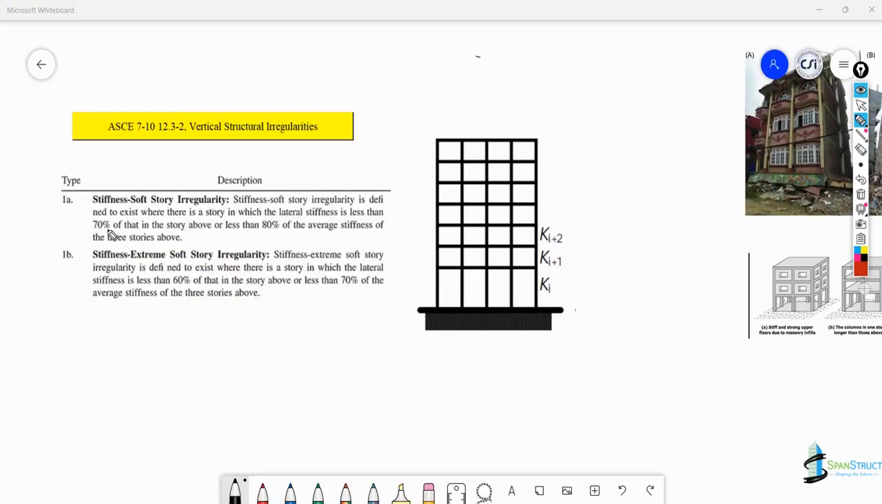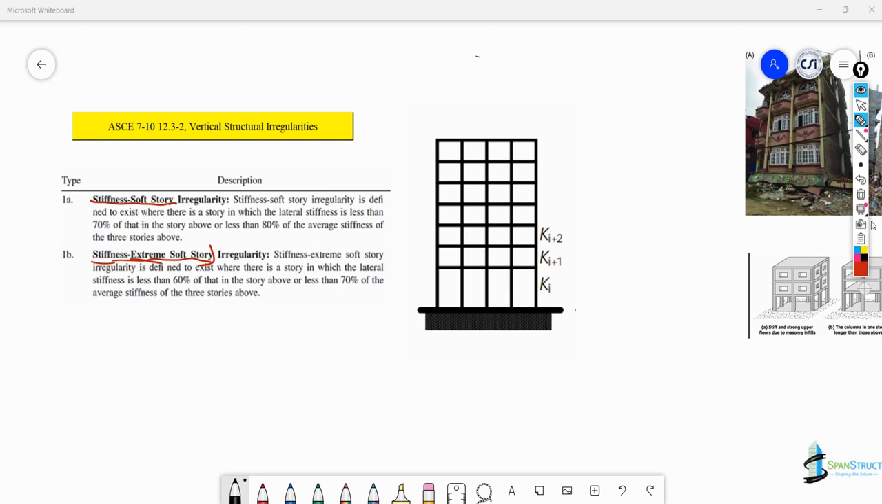There are two types of soft story. One is stiffness soft story and the second is stiffness extreme soft story. The difference between the two is in the word itself: extreme means you are getting a large soft story, and the first one, the stiffness soft story, is just like a normal soft story.